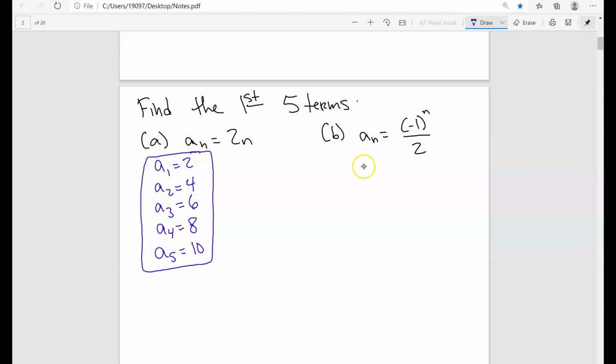What about this one? I'm going to plug in this one. I actually have to put it in. So negative 1 to the power of 1 over 2. That's going to give me negative 1/2.